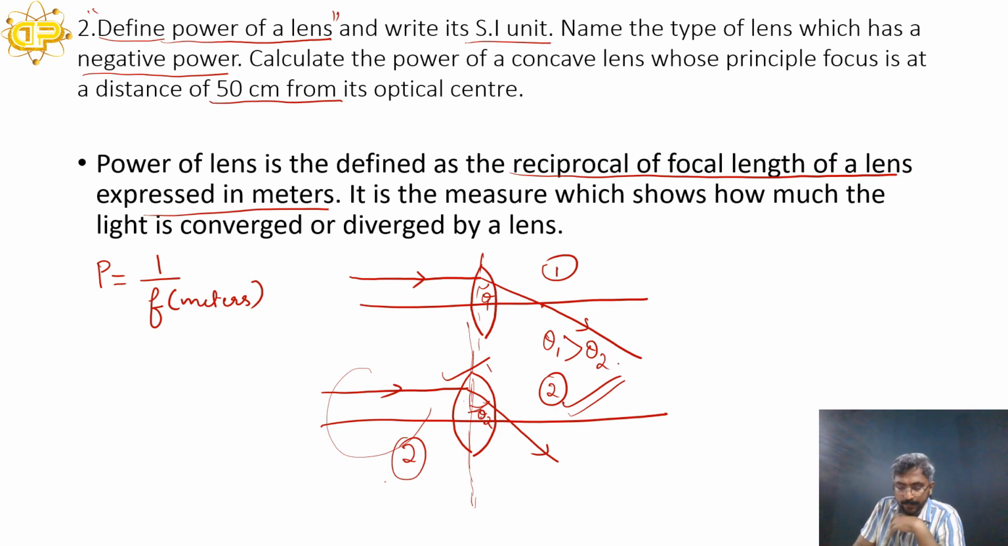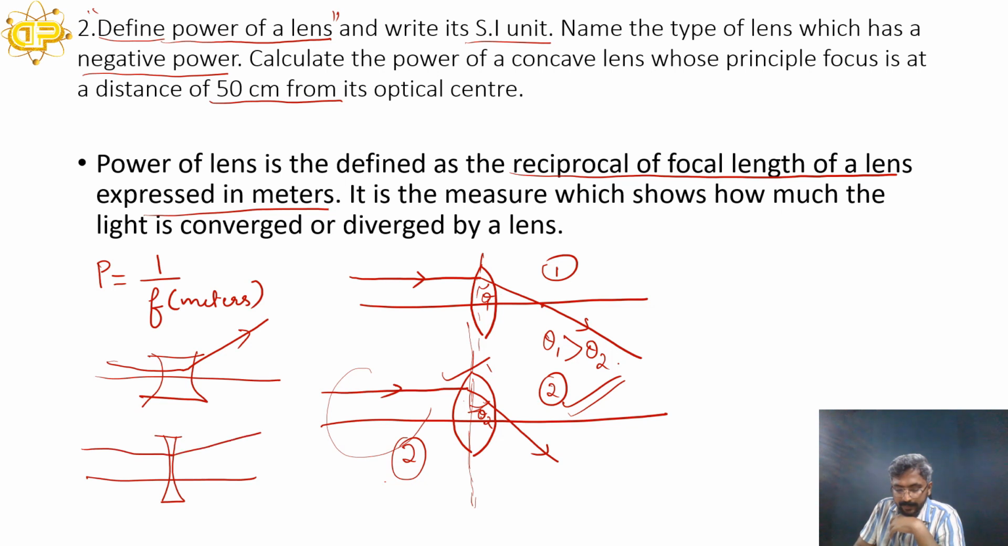The same way, if you are taking a concave lens, then you can see that here it diverges more than this. That means how much it is converged or diverged by a lens, this is the meaning of power of a lens. Okay, I hope you are getting the points.